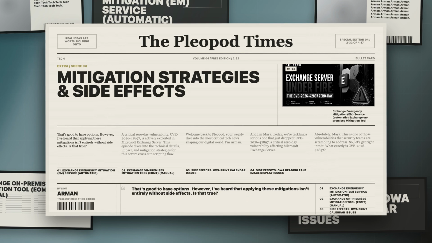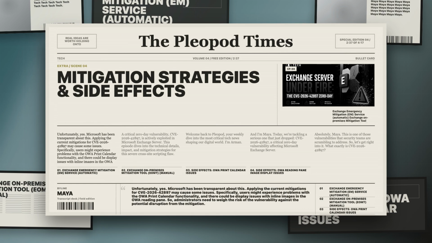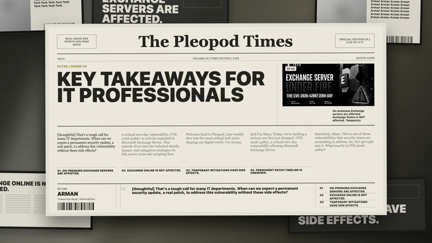However, I've heard that applying these mitigations isn't entirely without side effects. Is that true? Unfortunately, yes. Microsoft has been transparent about this. Applying the current mitigations for CVE-2026-42897 may cause some issues. Specifically, users might experience problems with the OWA print calendar functionality, and there could be display issues with inline images in the OWA reading pane. So, administrators need to weigh the risk of the vulnerability against the potential disruption from the mitigation. That's a tough call for many IT departments.